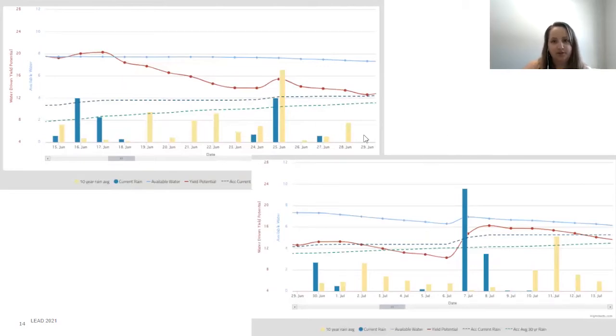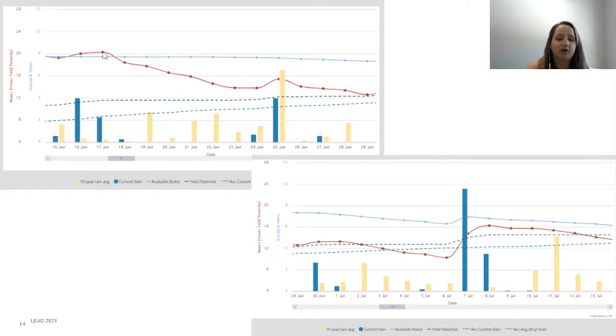So middle of June to the end of June. What we're looking at here is we're still just following our crop available water line as well as our water-driven yield potential, and keeping an eye on the accumulated rainfall for this year as it compares to the 30-year average, which we're still sitting above for the current year. So you'll see the water-driven yield potential start to dip as we get into the end of June.